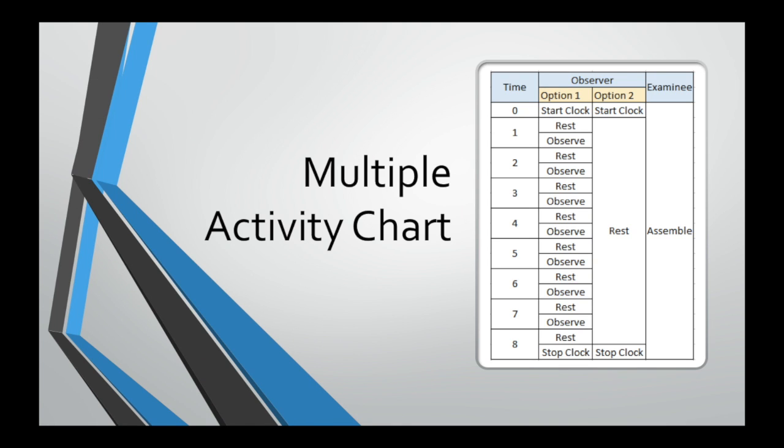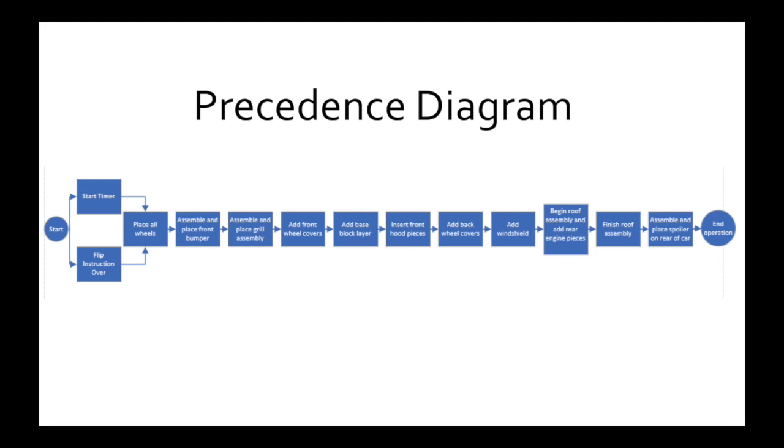We created a multiple activity chart. This chart is operating on the basis that it takes about 7 minutes for the examinee to assemble the LEGO car. There were two different paths for the observer. They either had to observe at the end of every minute, or they were able to rest the entire time with no observation. The examinee is assembling the LEGO car for each option.